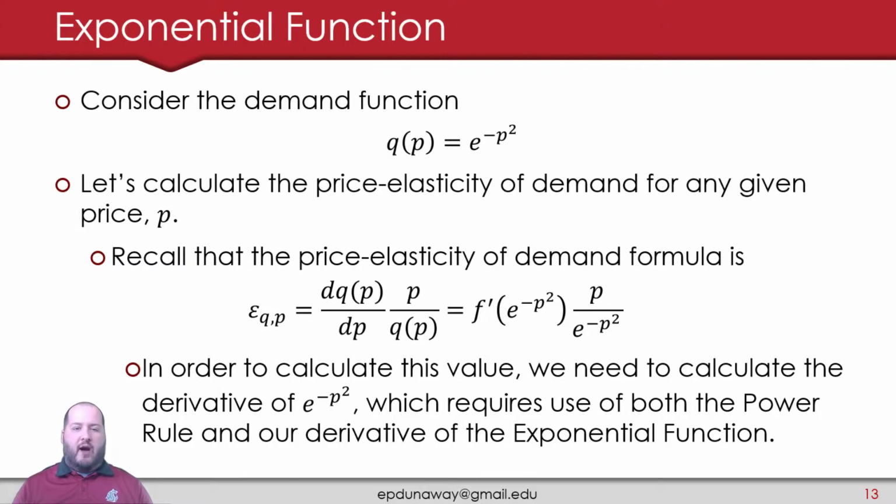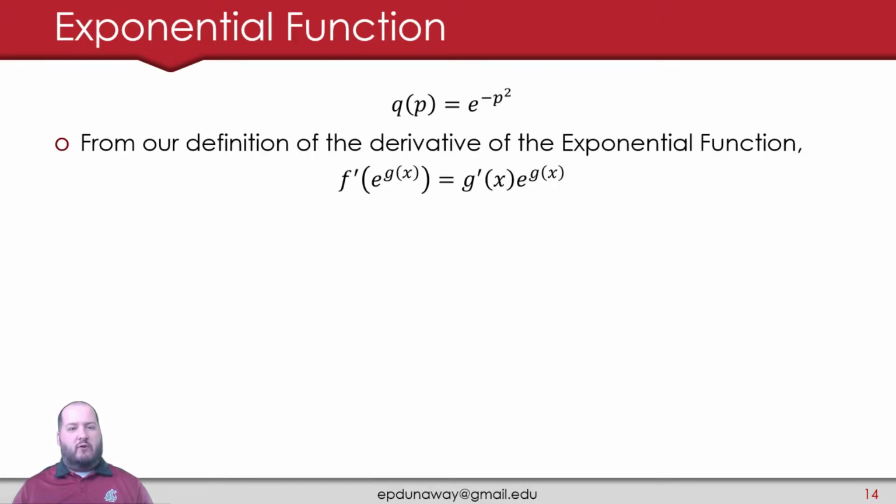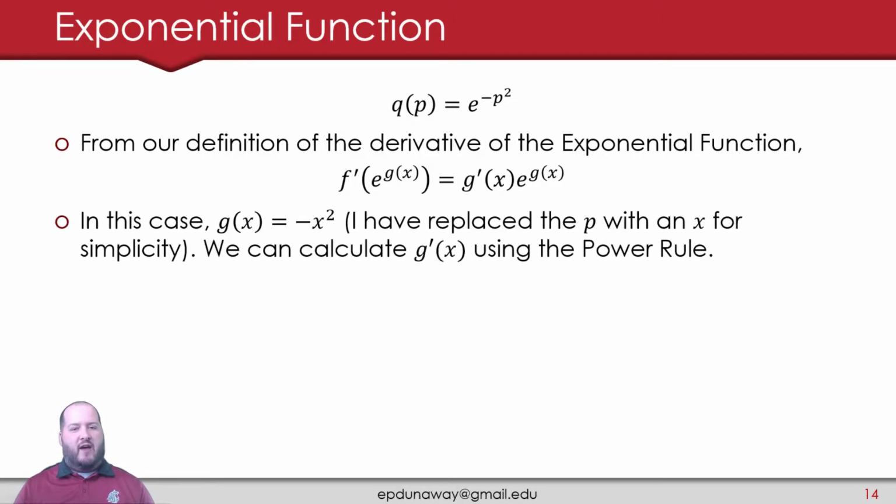So to figure this out, I'm actually going to need to calculate the derivative of our exponential function raised to the negative p squared power. And to get that, we're going to need to use both our power rule and the derivative of the exponential function rule. So let's work through that. So going back to that definition, I need to figure out what my g of x is. And it's pretty clear to see that in this case, g of x is negative x squared. Now again, I've replaced the p with an x here just for simplicity. You can leave everything as p's, and this will work out just fine.